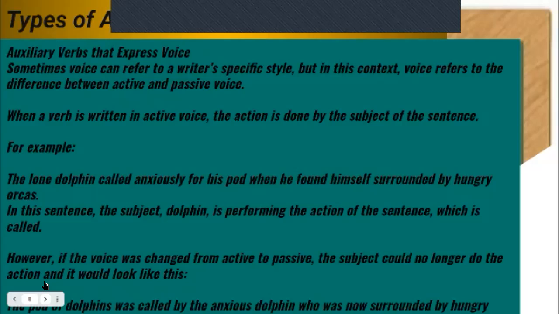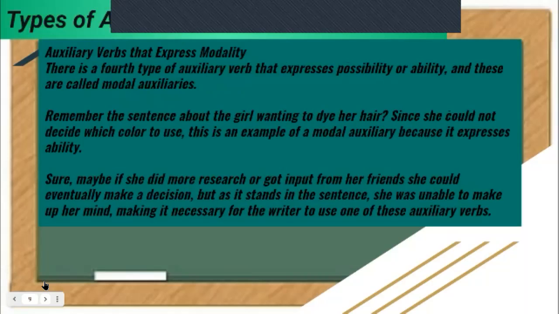However, if the voice was changed from active to passive, the subject can no longer do the action. "The pod of dolphins was called by the anxious dolphin, who was now surrounded by hungry orcas." There are also auxiliary verbs that express modality. There is a fourth type of auxiliary verb that expresses possibility or ability, and these are called modal auxiliaries.